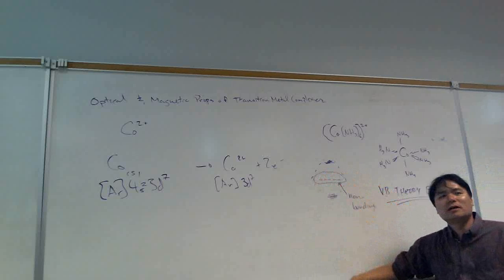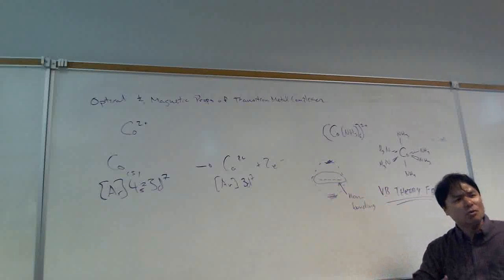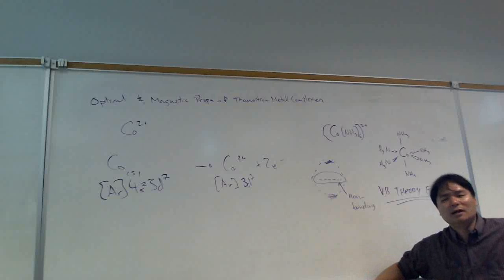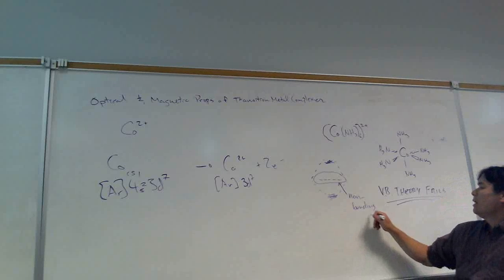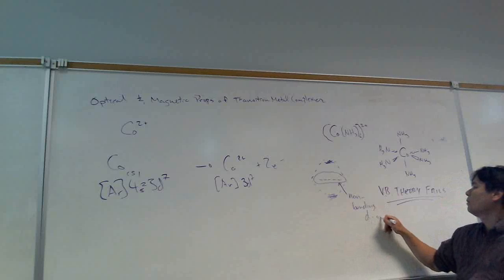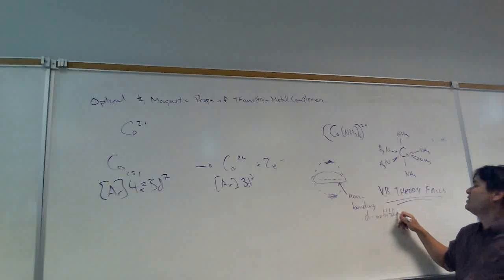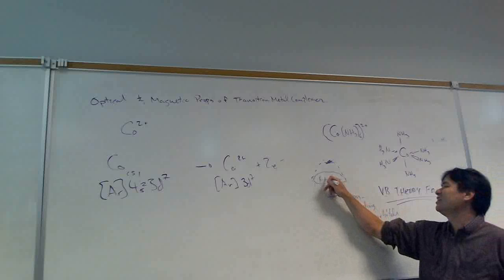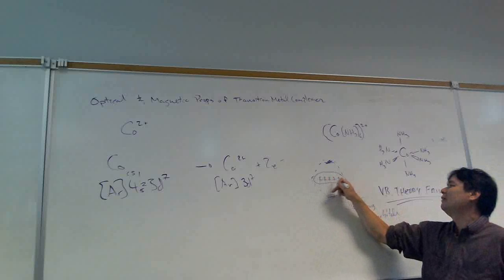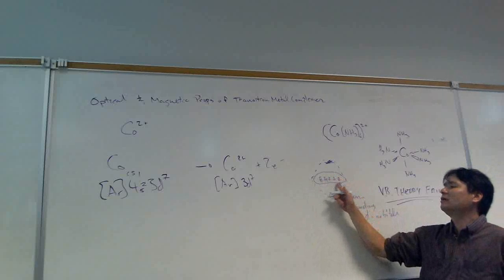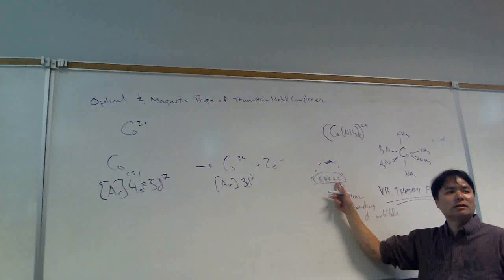The reason we're focusing on the non-bonding electrons in the core is because that's where the optical and magnetic properties for these complexes come from. And so these are non-bonding d orbitals here. I have 7 d electrons, and those are stuck in here: 1, 2, 3, 4, 5, 6, 7. There are going to be 3 unpaired d electrons in here.